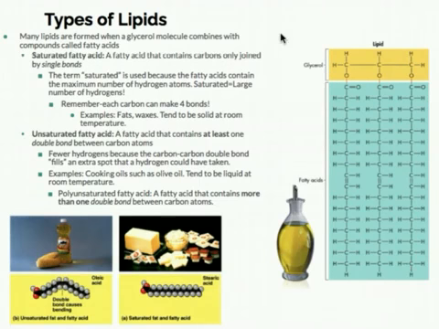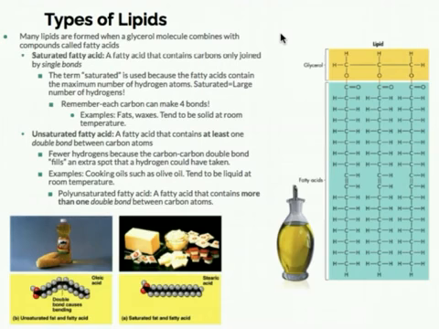A saturated fatty acid is one that contains carbons only joined by single bonds. So we get that term saturated because the fatty acids contain the maximum number of hydrogen atoms. So whenever you see saturated, I want you to think that is a large number of hydrogens. Now the reason is because each carbon can make 4 bonds, okay, or it can completely fill itself with all of those hydrogen bonds. A few examples of saturated fatty acids are fats and waxes, and saturated fatty acids tend to be solid at room temp.